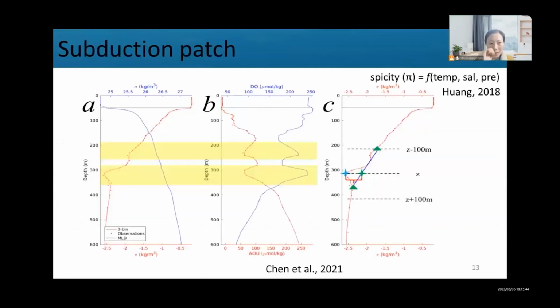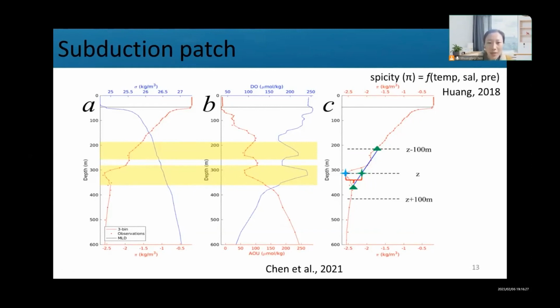When a BGC Argo float passes through a parcel of water injected from the mixed layer, it could capture coherent anomalies in AOU and spiciness as well as other properties, which are distinct from the surrounding waters. Here highlighted in yellow are the subducted waters in a patch. Spiciness is a water mass marker derived from temperature and salinity. It's a water property similar to density, but perpendicular to density.